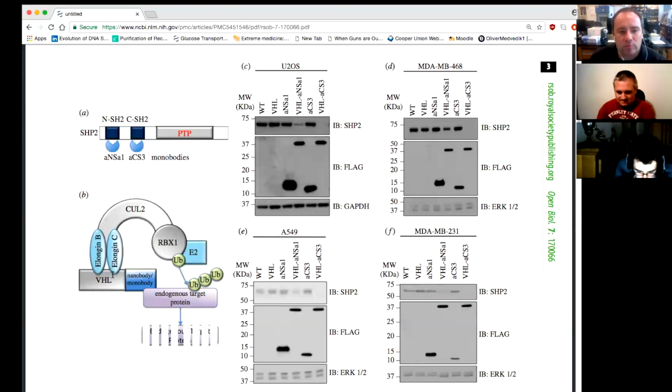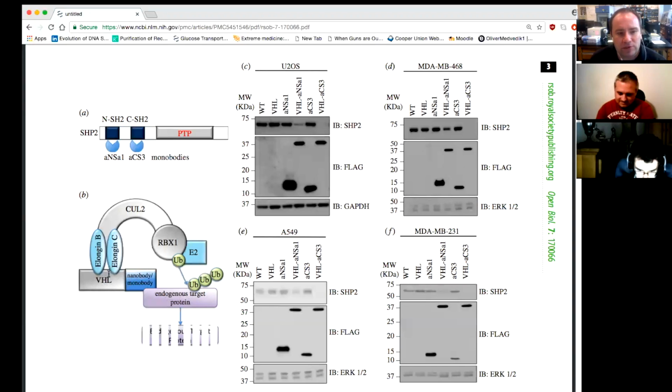And these are the two parts of the AdPROM system. The nanobody, monobody is kind of the seek part, which binds to your endogenous protein target. And the VHL part, which comes from the protein called, I think, von Hippel-Lindau syndrome protein, is your destroy part.